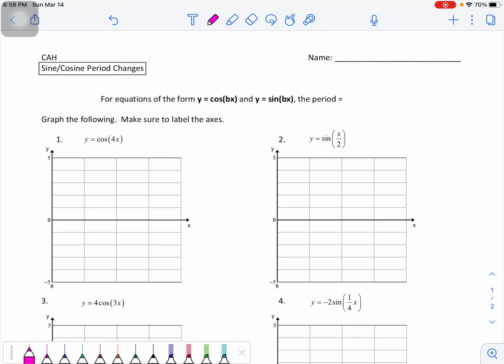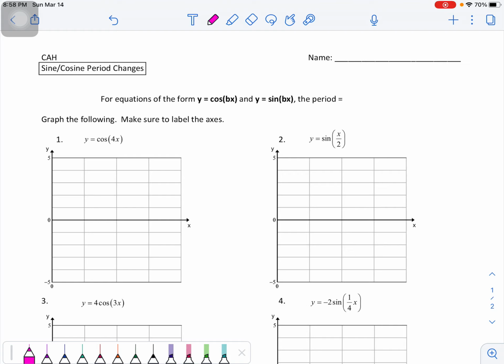So far we have done graphing basic sine and basic cosine. We've graphed sine and cosine with various amplitudes, and we've graphed a little bit of sine and cosine with reflections over the x-axis.